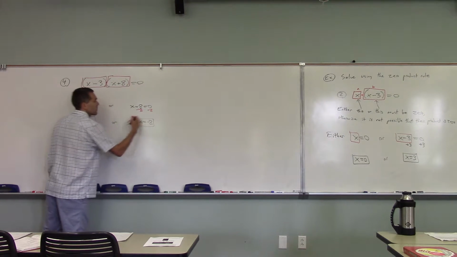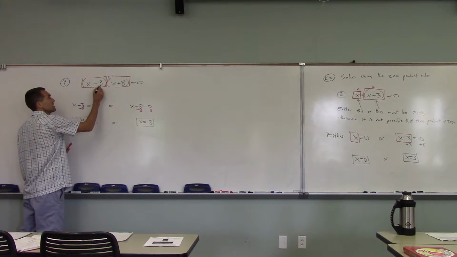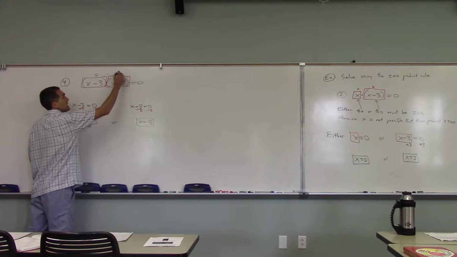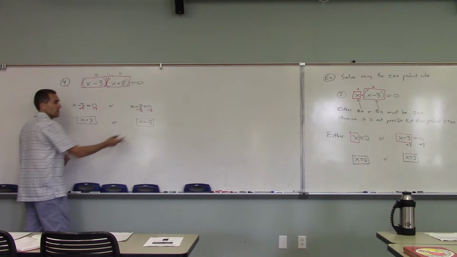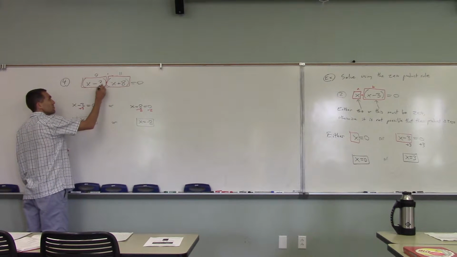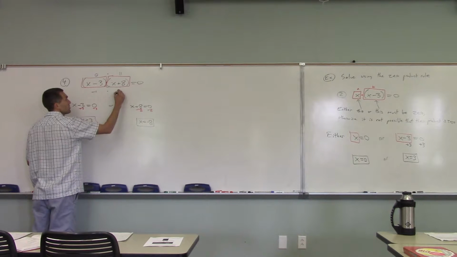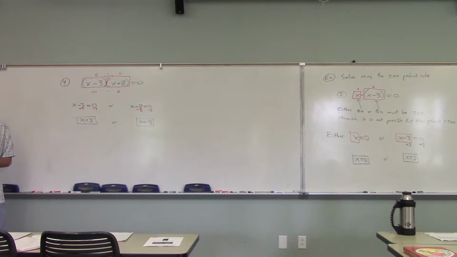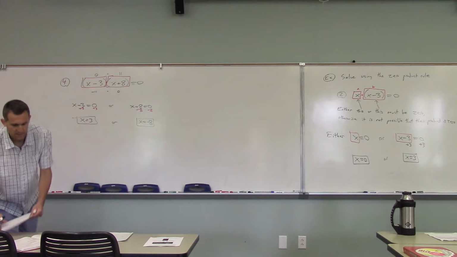And we could go back and plug this in, right? We could go right back and say, let's plug in 3. 3 minus 3 is 0 times 3 plus 8 is 11. 0 times 11 is 0. Check. That's a solution. Plug in negative 8. Negative 8 minus 3 is negative 11 times negative 8 plus 8 is 0. Hey, that's also 0. Check. It works. Okay? So that's the big idea here.